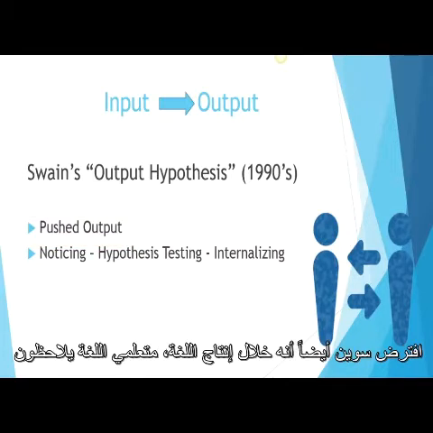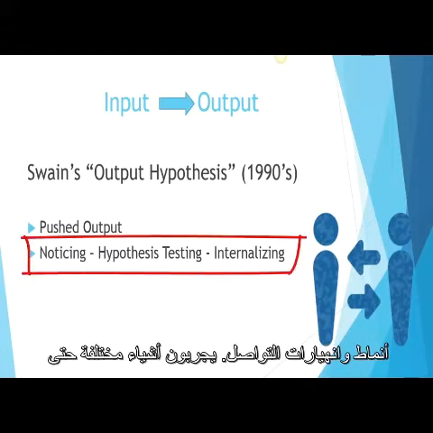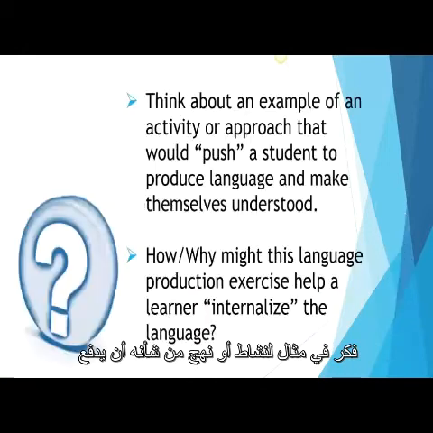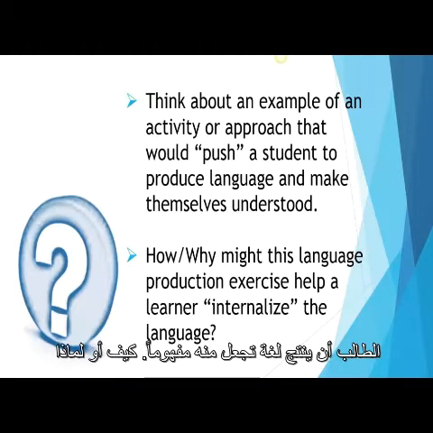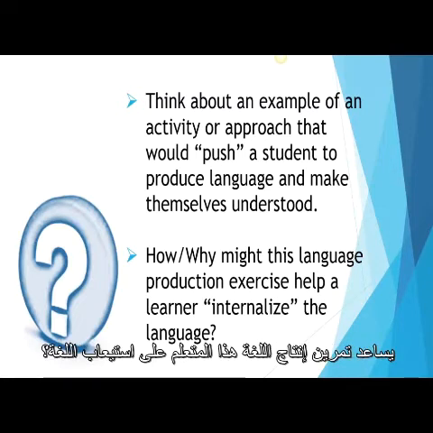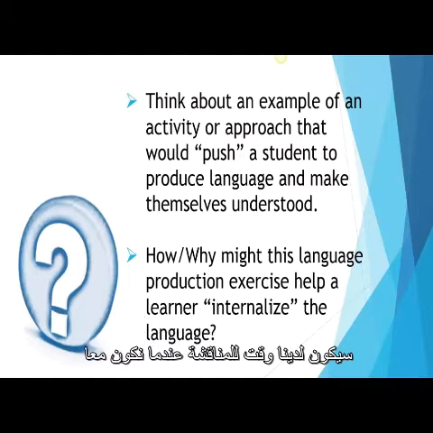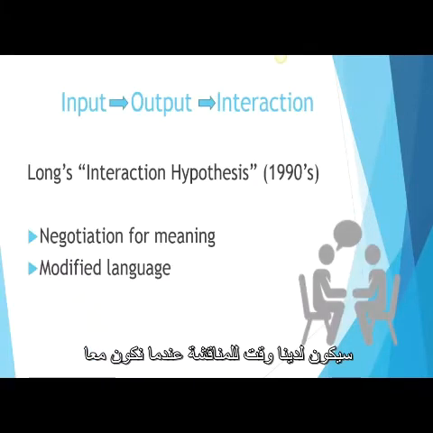Swain also hypothesized that through language production, language learners notice patterns and communication breakdowns. They try out different things until they get it right, and then internalize the elements of the language they are learning. Think about an example of an activity or approach that would push a student to produce language to make him or herself understood. How or why might this language production exercise help a learner internalize the language? Again, jot down some notes, comments, or questions about any of Swain's theories. We will have time for discussion when we are together.